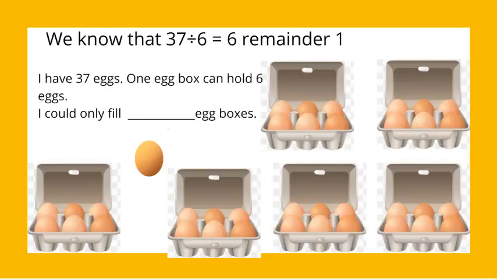Now, we know that 37 divided by 6 is 6 remainder 1. Now, I have 37 eggs. One egg box can take only 6 eggs. So if I put 6 in all the egg boxes, I'm going to have 1, 2, 3, 4, 5, 6 egg boxes, remainder 1. Because 37 divided by 6 is 6 remainder 1. 6 times 6 is 36, remainder 1.